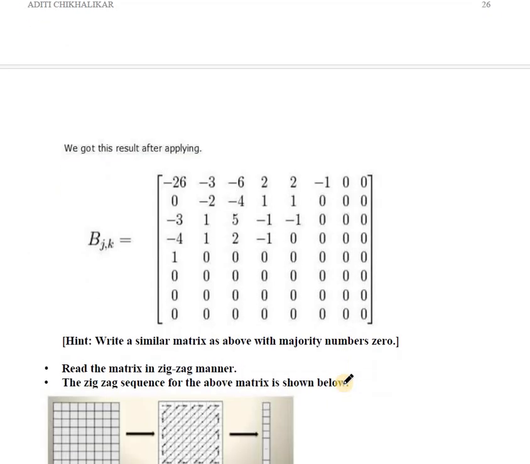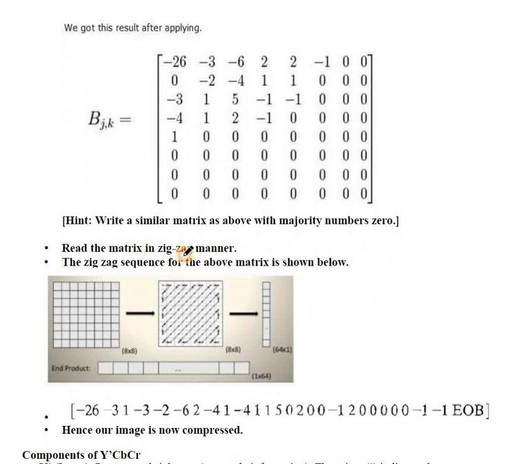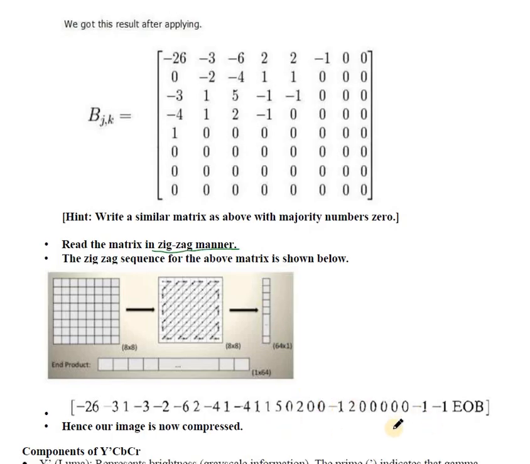Now once B of JK is there with you, as you can see only the initial few numbers are there and the rest of the numbers are 0. So you start reading this matrix, but instead of reading it row wise or column wise, you read this matrix in a zigzag manner. And then your compressed image is ready.